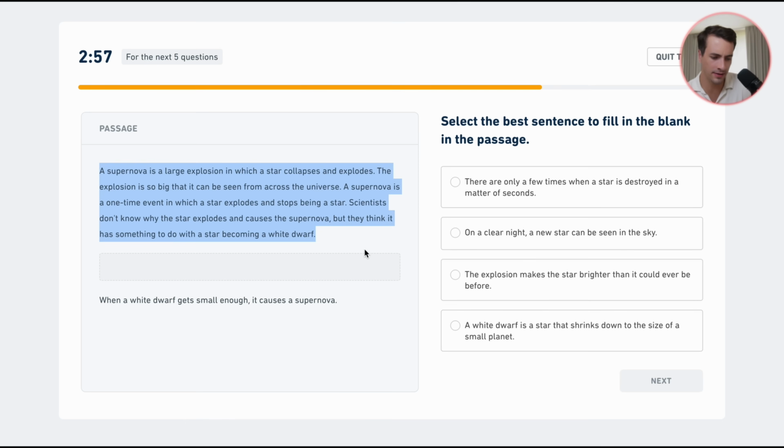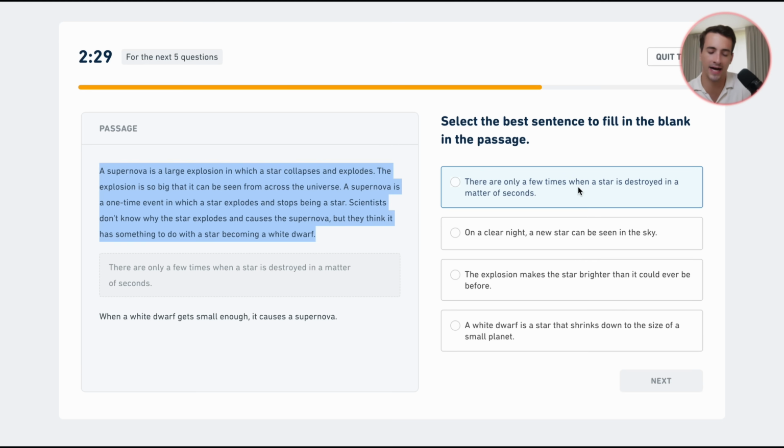All right, so the new part is, when a white dwarf gets small enough, it causes a supernova. The first passage ends by talking about a star becoming a white dwarf. This new part is talking about how when a white dwarf gets small enough, it causes a supernova. So I think I need something about a white dwarf. So there are only a few times when a star is destroyed in a matter of seconds. This is a nice thing that the DET allows, is you can hover over an option and it will put it in there so that you can read it in context. In this case, though, this doesn't talk about a white dwarf, so I don't think this one is correct.